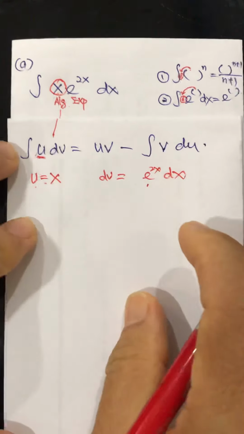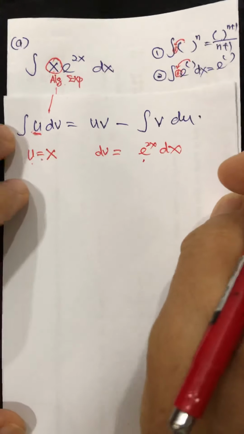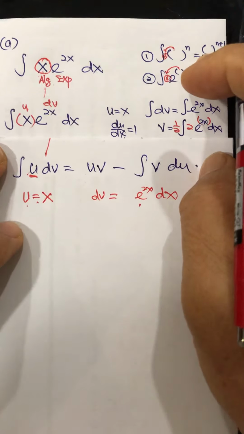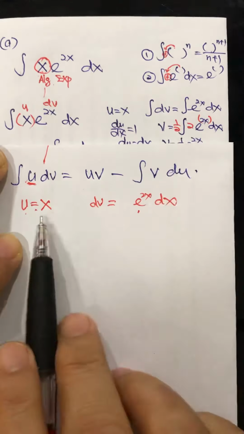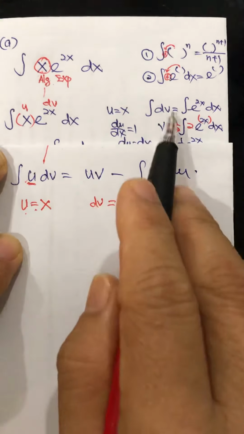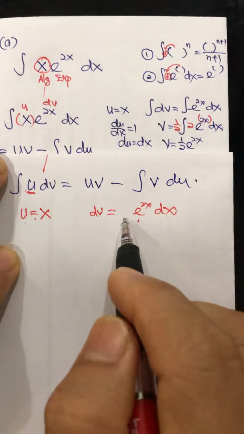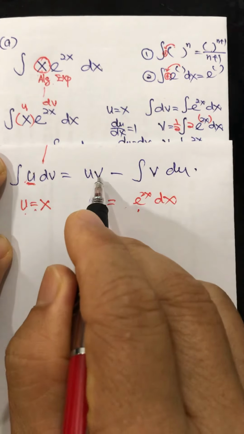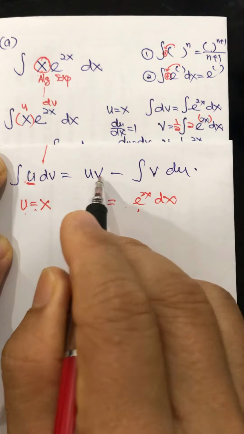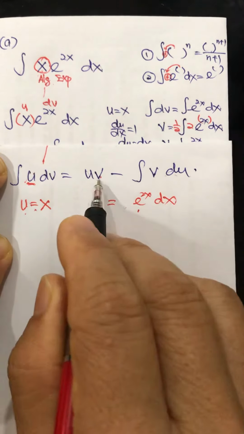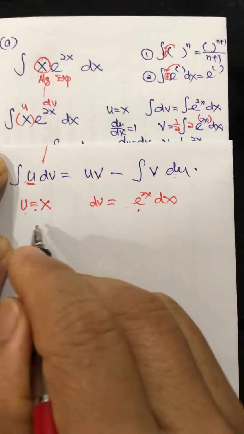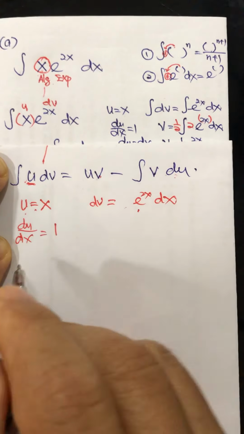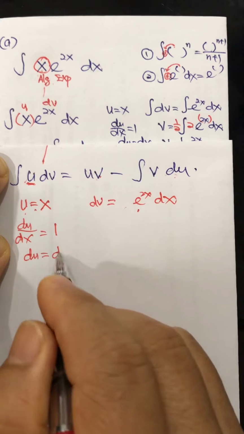Okay, now so how? It's too small here, so don't look at this, you look at here. So here what I have to do, I must find what is my v. I want to use this one to integrate. So du/dx is 1, so du equals dx.